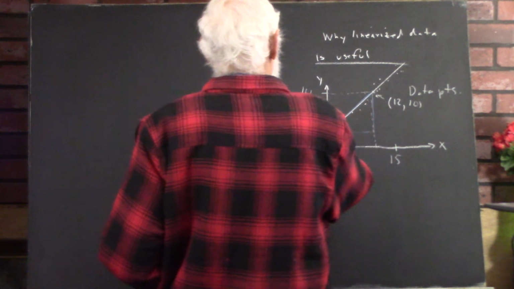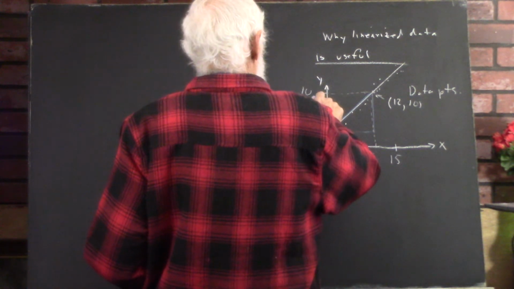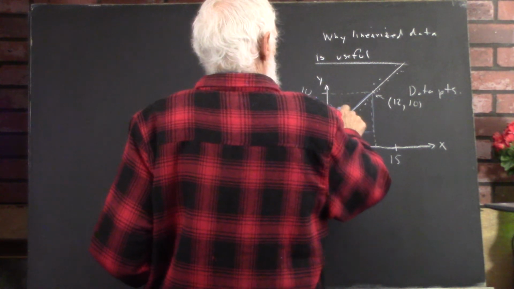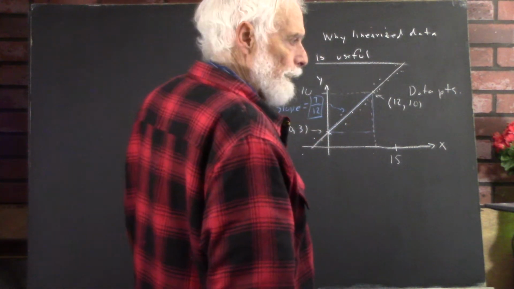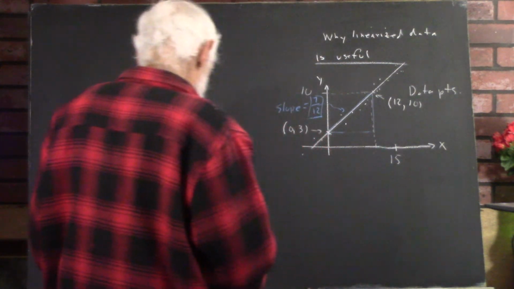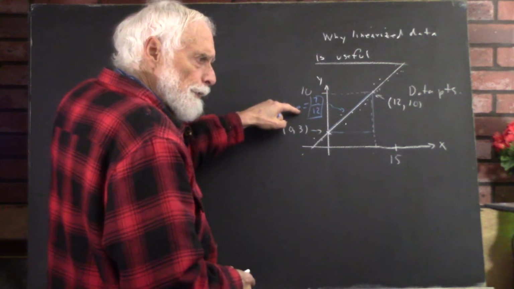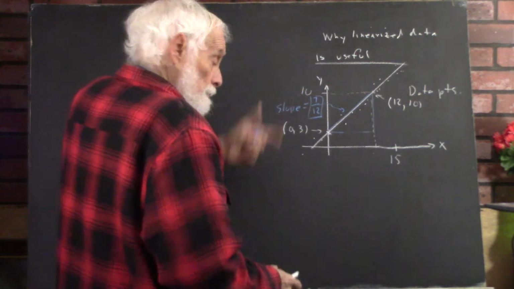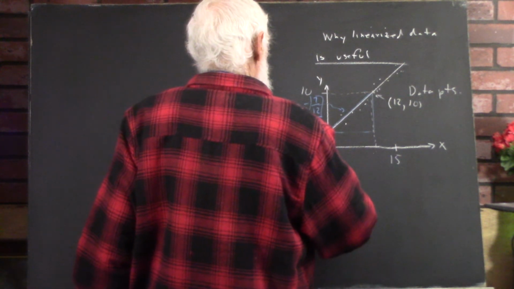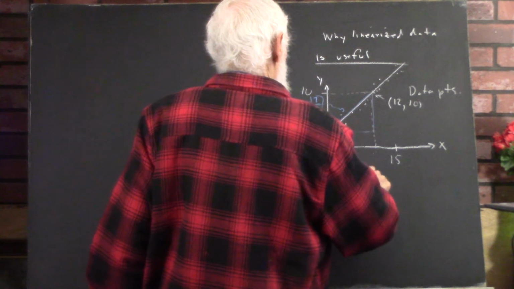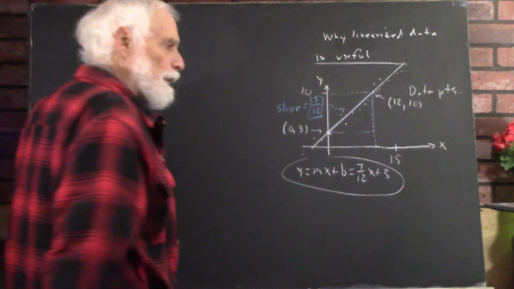And we see that the slope is 7 over 12. And I'm not going to detail that. You know how to do that, and you know what that means. Okay. Well, the slope is 7 over 12 and the y-intercept is 3. So, there we have it.